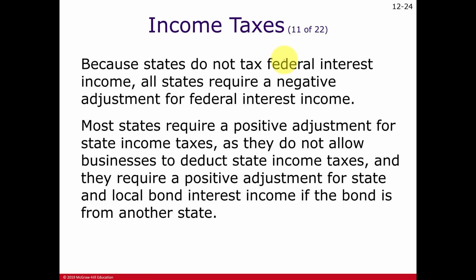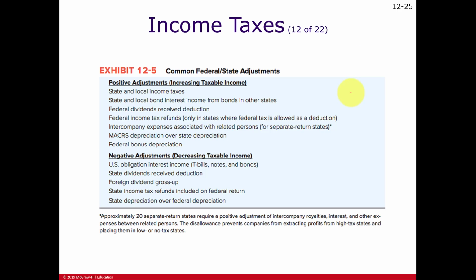And they give you some examples here, like federal Treasury bond interest is taxable to federal but tax-free to state. So you would be subtracting that from the federal taxable income to get the state tax base or state taxable income. So here are examples. The one we just talked about is this one right here, subtracting it out from the federal taxable income. So these would be added to the federal taxable income. These would be subtracted from the federal taxable income to get the state tax base or state taxable income.